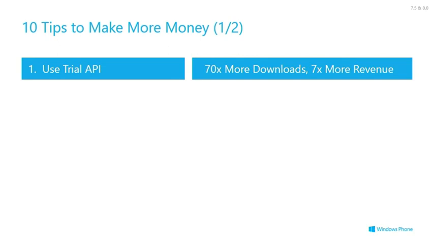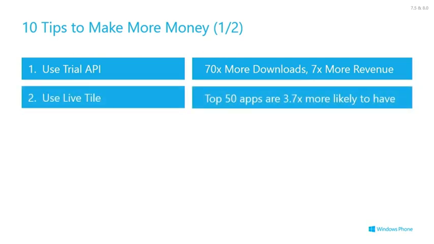Firstly, the Trial API is very popular. You get 70 times more downloads if you offer a trial version of your app than only a paid version. So this is something other platforms don't offer. So statistically we found that people earn 7 times more revenue this way.